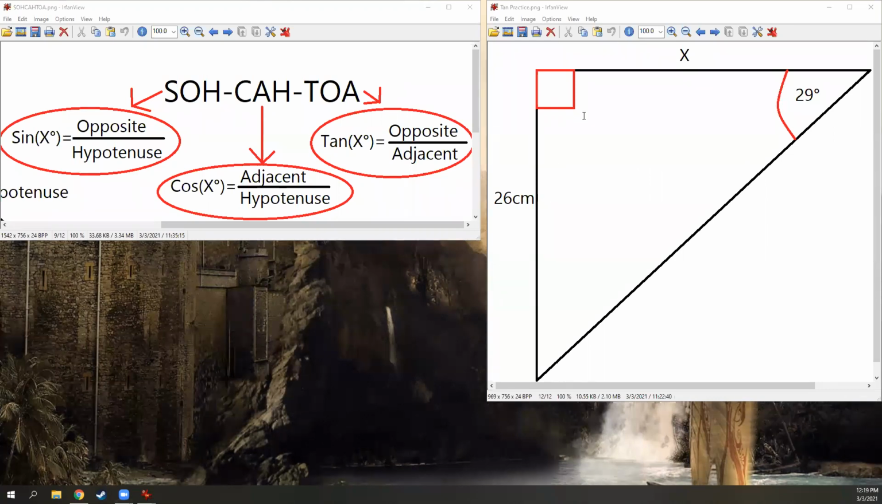Now we just set it up, right? Tangent of our angle, which is 29, equals opposite. Well, what number is opposite our angle? If we follow it along, 26 is opposite our angle. And then what side is adjacent to our angle? Well, it happens to be x.